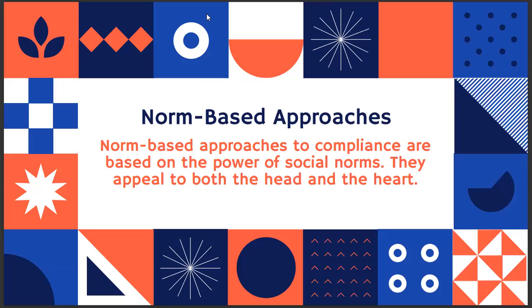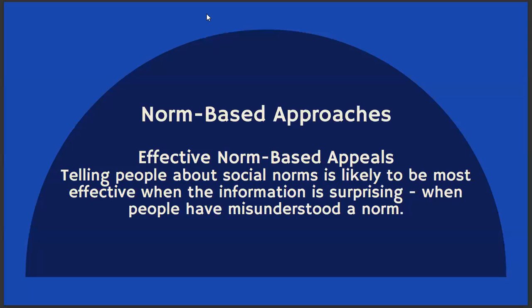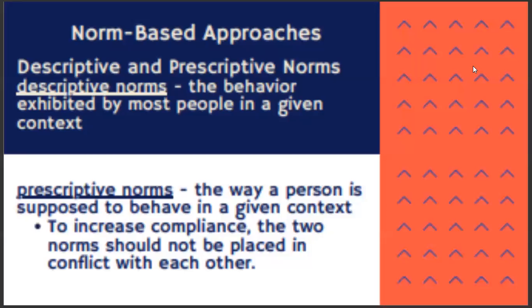Okay, so we talked about one directed at the head, one directed at the heart, and now these are based off of the norms, norm-based approaches. So norm-based approaches to compliance are based on the power of social norms. They appeal to both the head and to the heart. So they're both reason-based and emotion-based. Okay, so one of the norm-based approaches is the effective norm-based appeal. Telling people about social norms is likely to be most effective when the information is surprising, when people have misunderstood a norm.